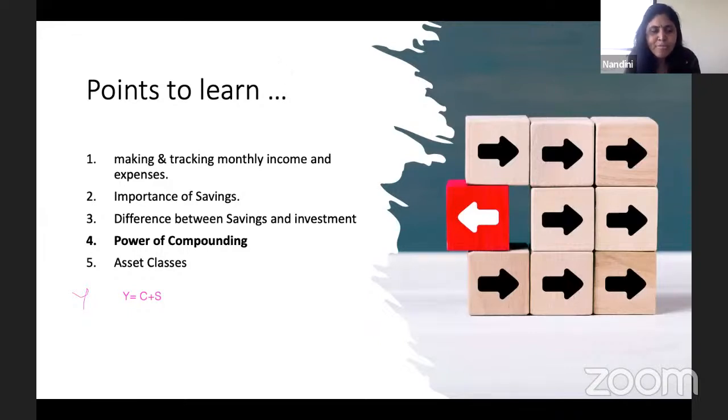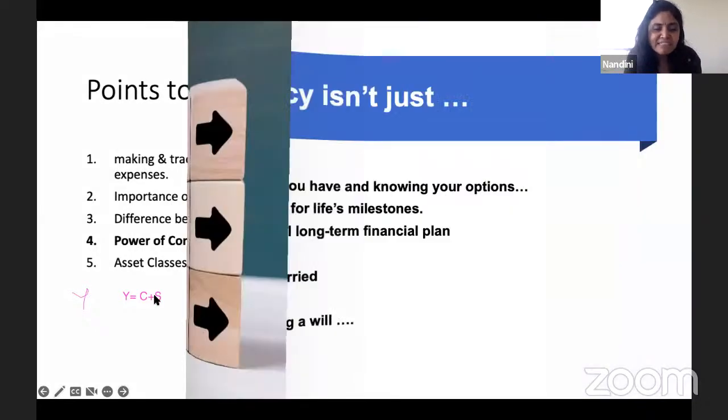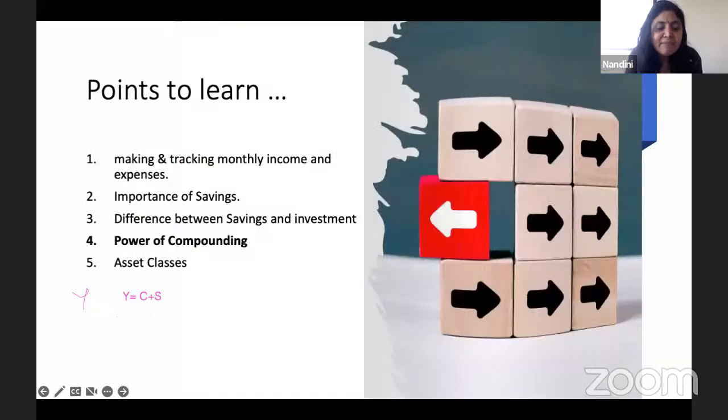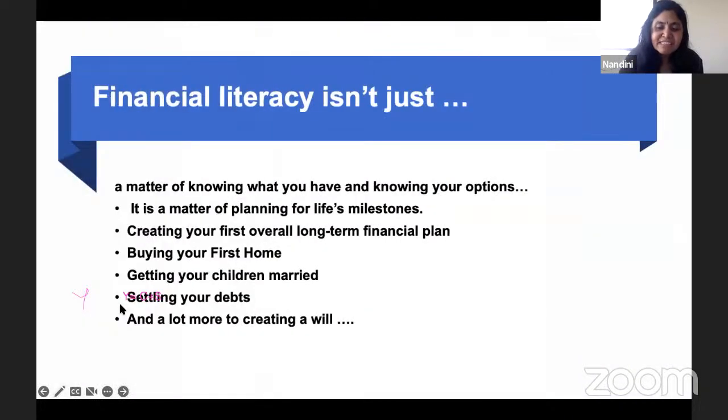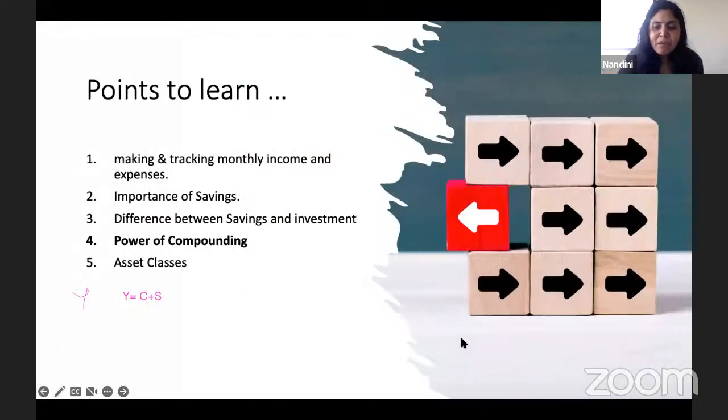I will unmute you. See, we always say Y is equal to C plus S, right? So when I say Y is equal to, what is this Y? Income is equal to what I spend on consumption expenditure, and I save. That is how. Now this Y is equal to C plus S has been replaced by Y is equal to C plus I, investment.